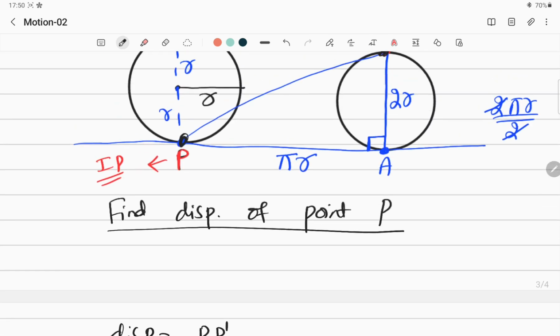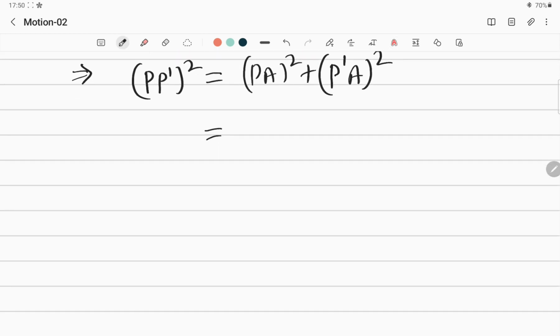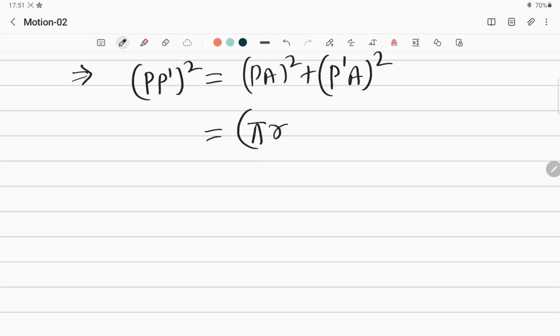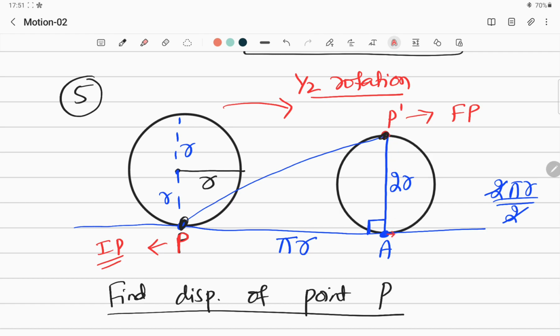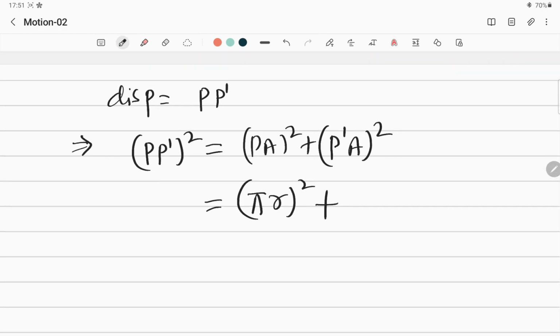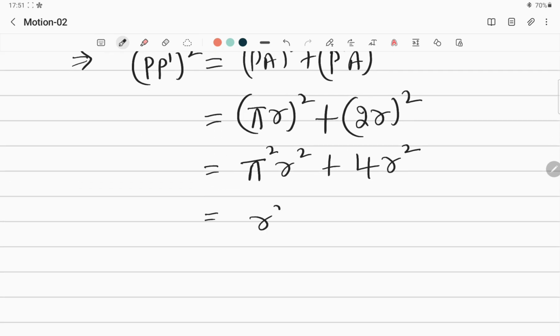What is the value of PA? PA means pi r, I have already told that. So that becomes pi r whole square plus, what is P dash A? Look at this, P dash A is 2r, so that is 2r whole square. So it becomes pi square r square plus 4r square. You can take r square common. If you take r square common, what remains here? Pi square plus 4. So this is P dash whole square.